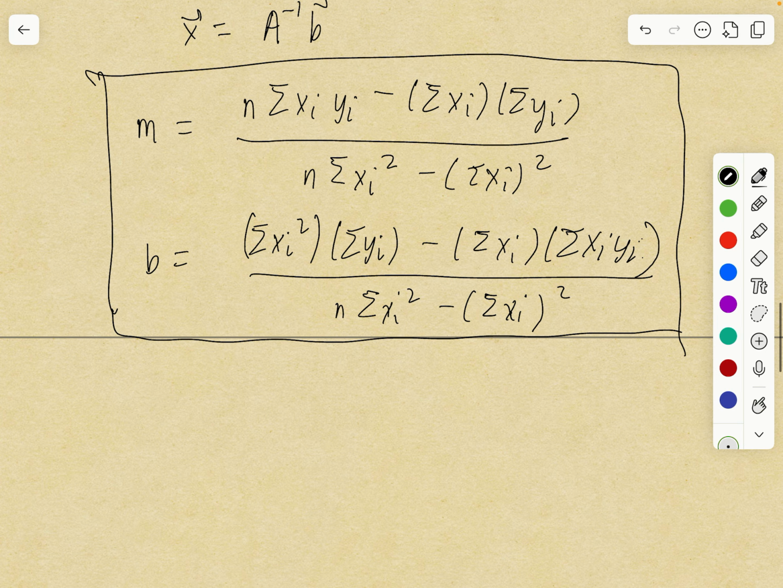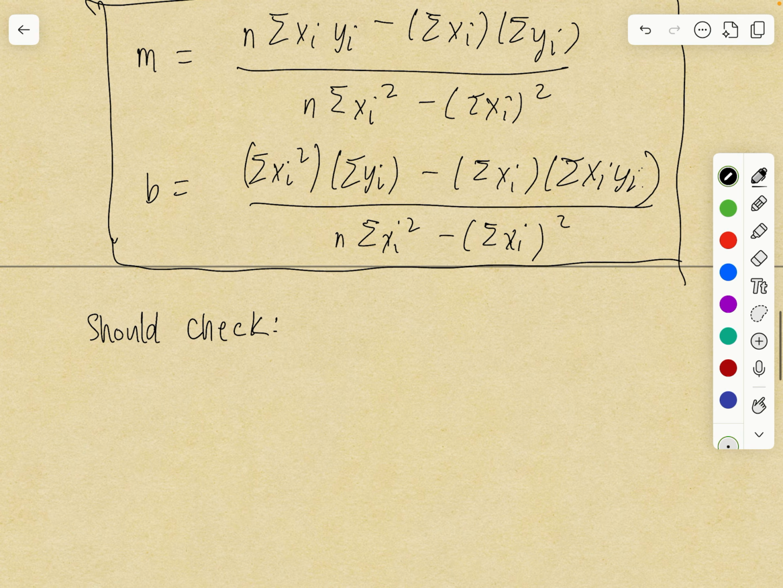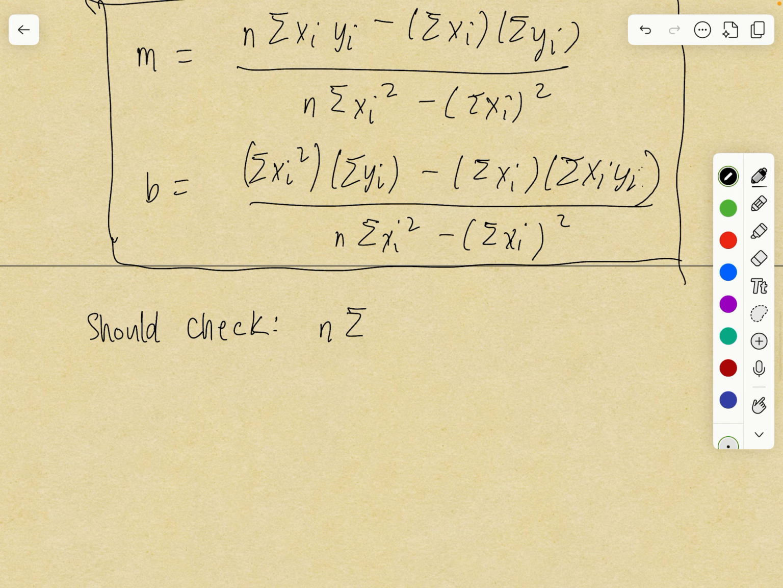One thing that we actually should check is that the denominator can't be 0. So in other words, in terms of the matrices, that this matrix A is actually invertible. We should check that n times the sum of the xi squared minus the sum of the xi, in parentheses, squared is not 0. This is actually true. It follows from something called the Cauchy-Schwarz inequality.